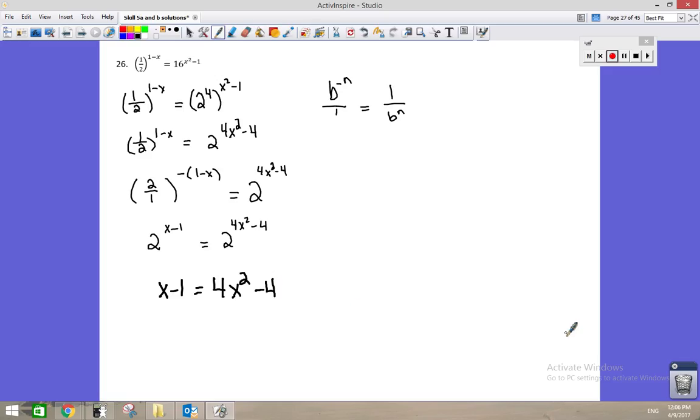Alright, so we have a lot of experience in solving quadratic equations. We want to get it in standard form, so we want to get this equal to 0. So we've got 4x squared. This 1x changes sides to become negative 1x, and for the negative 1, I add 1 to each side, and negative 4 plus 1 is negative 3.